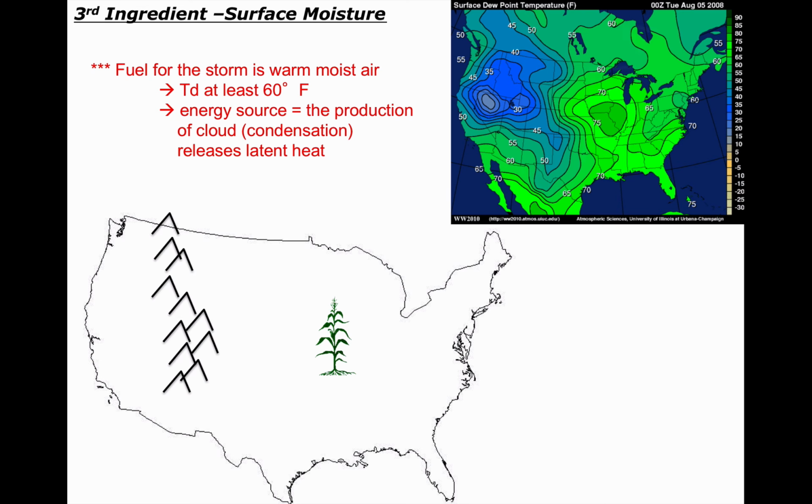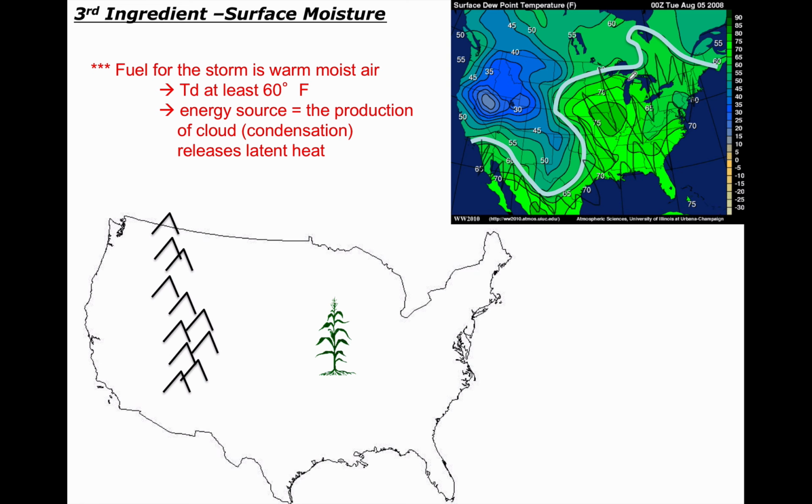And I want you to look at this map that's in the upper right here. I just put a line on top of it. That line follows the contour of the 60-degree isodrosotherm. That's just a name for a line of constant dew point. Everywhere that you get on this side of the line, the dew point temperatures are above 60. And that means the atmosphere is juicy, it's ripe, it's full of moisture.